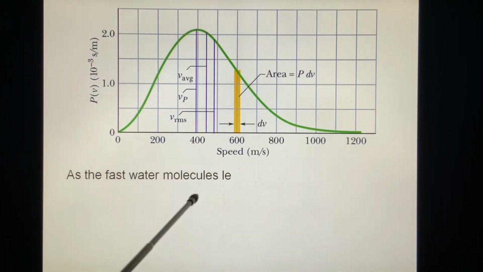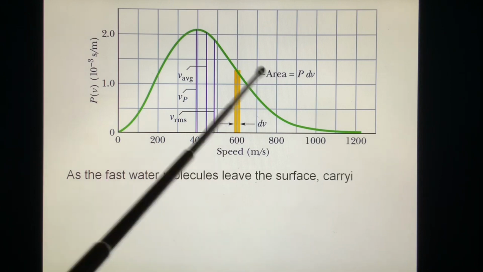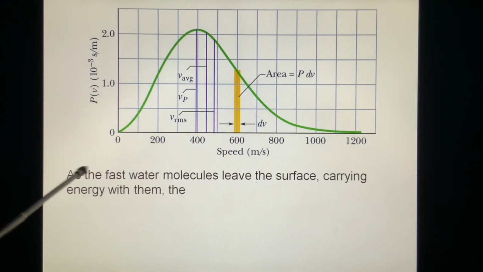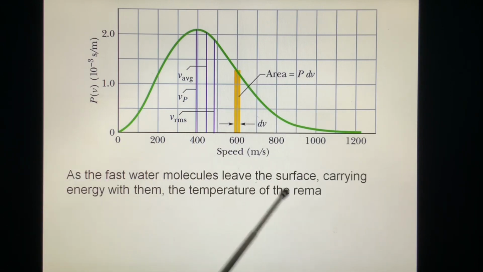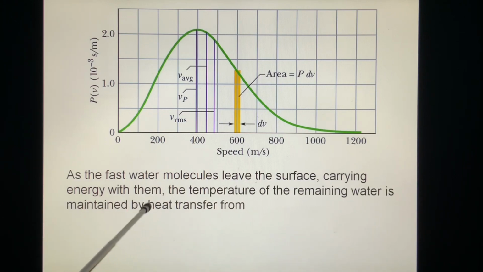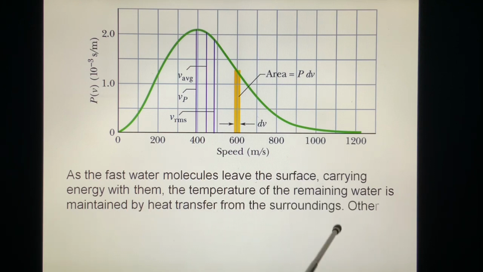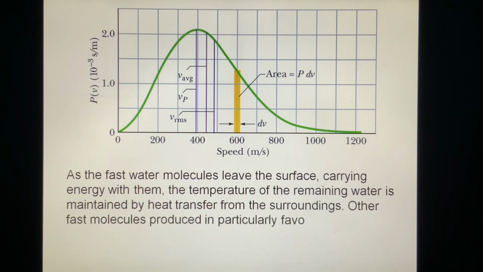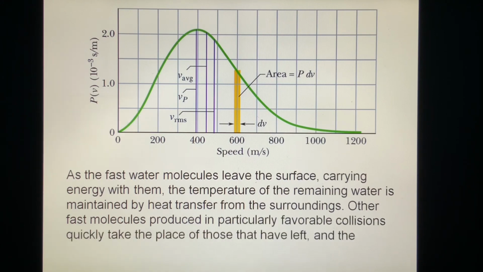As the fast water molecules leave the surface, carrying energy with them, the temperature of the remaining water is maintained by heat transfer from the surroundings. At the same temperature, you always have very few molecules with high speed, so it will continue to evaporate too.